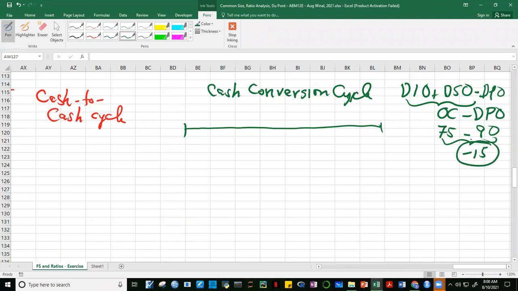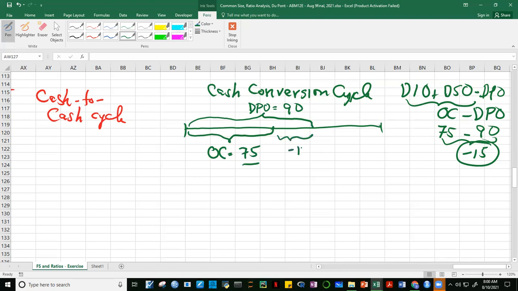Okay, ano ibig sabihin ng negative 15 na yan? So illustrate natin dito. Yung OC natin, operating cycle, equals 75. And then DPO natin, DPO equals 90. So when we subtract this, 75 minus 90, this gives us a value equal to negative 15. Okay, ano ibig sabihin ng negative 15?